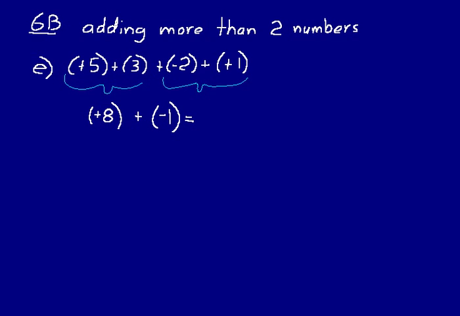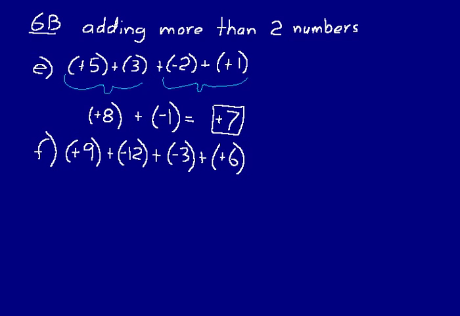Okay, now we add this pair, plus 8 and negative 1. Different signs, so we take the difference in them. 8 minus 1 is 7. Give the answer the sign of the number with the greater absolute value. That would be the 8. So plus 7 is the answer.